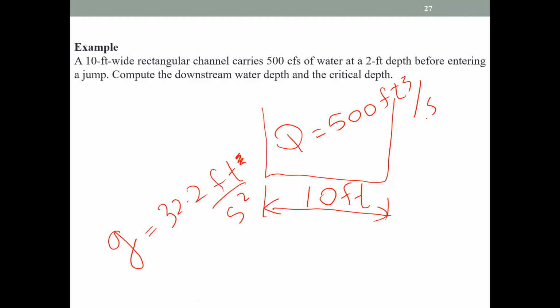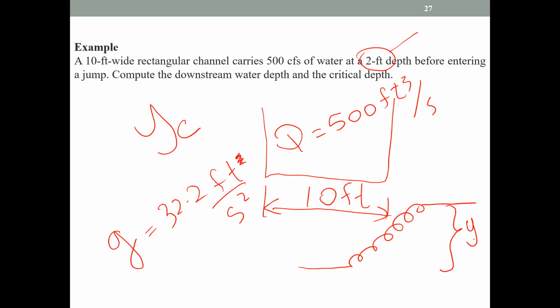At a 2 feet depth, before entering the jump, compute the downstream water depth and the critical depth. Find out what the critical depth is. Check whether this flow at 2 feet is supercritical, subcritical, or critical. I'm sure it is going to be supercritical flow. Then this supercritical flow goes through the hydraulic jump and becomes subcritical. What is this Y2? Find it out. So that is the question. Okay, I hope you can manage it.